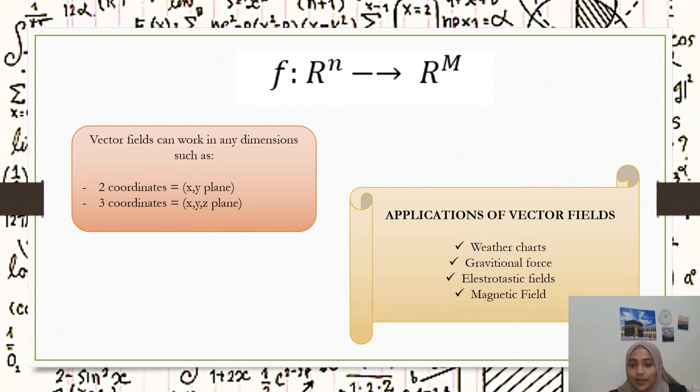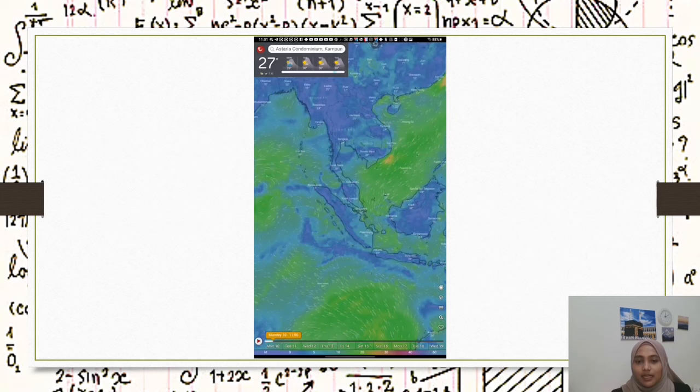We can find the applications of vector fields in weather charts, gravitational force, electrostatic fields, and magnetic fields. This is one of the examples, a weather chart. What is meant by direction fields is that we want to find the moving of the particle. As you can see over here, the arrows in white color show the particle moving, and it is called a direction field.